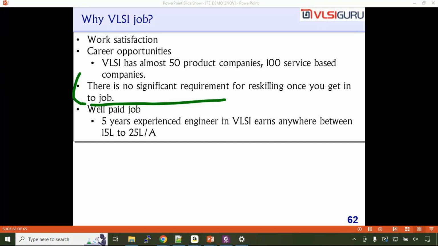Let's say someone did DFT in 2005. Even then, the techniques were the same: scan, ATPG, BIST, JTAG, boundary scan. In 2005, and even in 2025, the same techniques will be there. Just the way things are done will improve. So significant reskilling is not required. And VLSI is a well-paid job. Among this set of jobs, software, embedded, VLSI is a high-paid job.